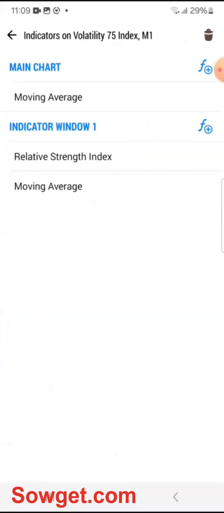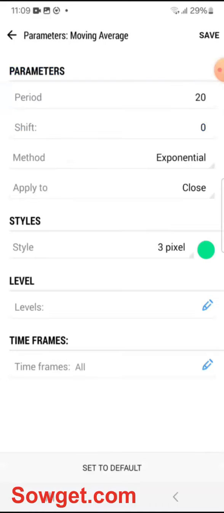On the main chart, we have the moving average. Then on the indicator window, we have the relative strength index and the moving average. If I go to this moving average here, these are the settings for the moving average on the main chart. The period is 20, the method is exponential. Then the style is 3 pixels. Just make sure to use a color of your choice. Once you've done that, just click on the save button.